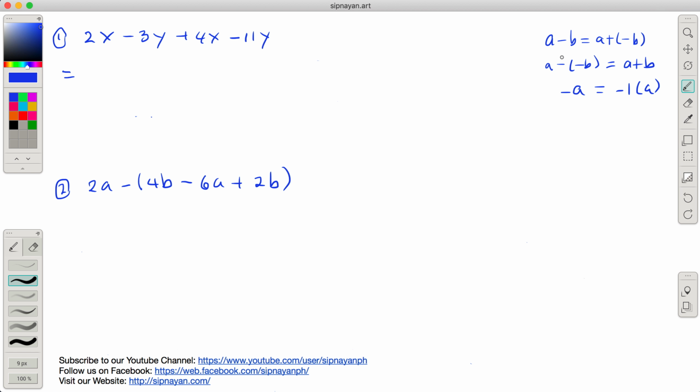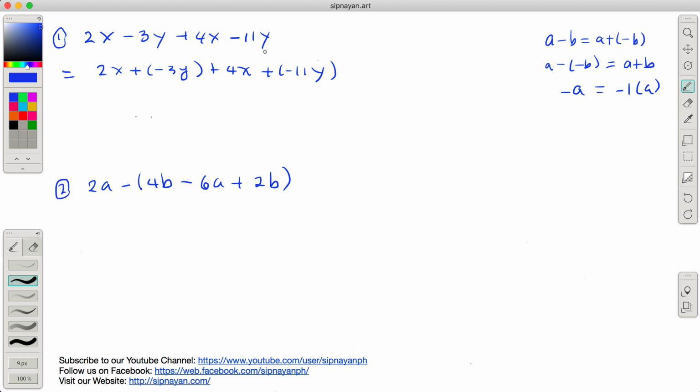Napag-aralan natin ito sa previous videos, that a minus b is equal to a plus negative b, a minus negative b is equal to a plus b, and negative a is equal to negative 1 times a. So, since ang a minus b ay a plus negative b, we can write this as 2x plus negative 3y, di ba? Kasi a plus negative b instead of a minus b. Then we have a plus 4x, and then we have a plus negative 11y.